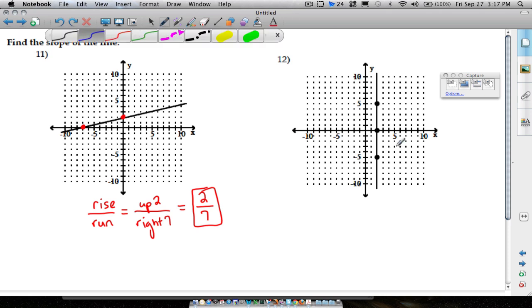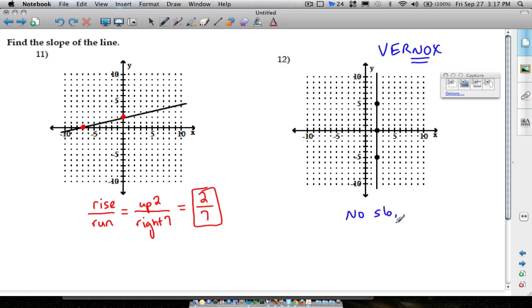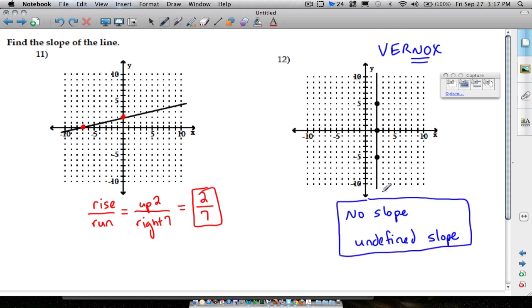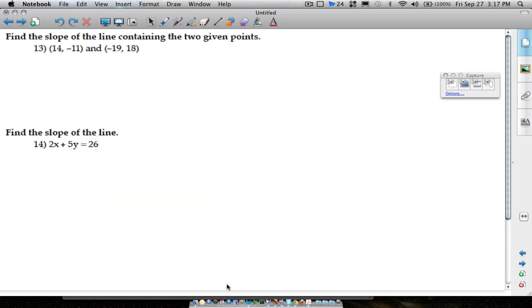Number 12, you have a vertical line. Recall a vertical line. Vernox. The NO in vernox means there is no slope. Or you can say the slope is undefined. That's for a vertical line. Also, don't forget, though, maybe you will not have a vertical line on your module exam. Maybe you'll have a horizontal. So think about HOI. Should we have one of those? Look back at your notes for that material, too.